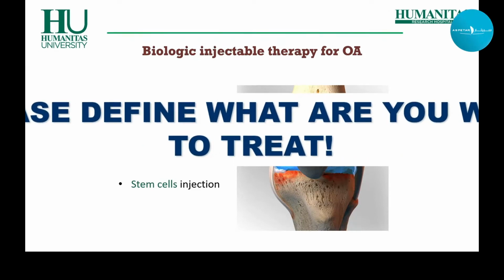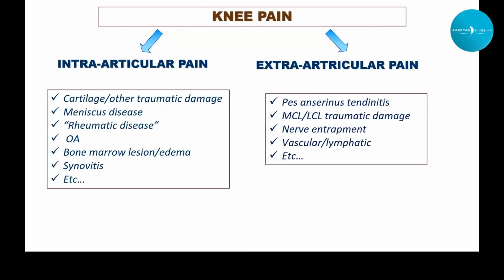But the first thing you have to ask yourself is that you have to define what we are going to treat, because there are different diseases, at least in my opinion, that we name osteoarthritis. So you really have to look at what is the real indication for what you're treating. And most of the time, when you're talking with a patient, you treat a very simple thing. You treat a knee pain.